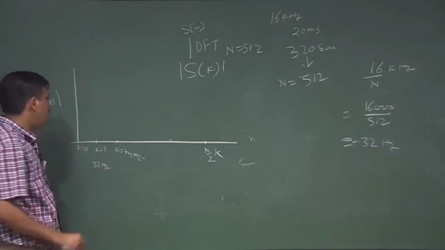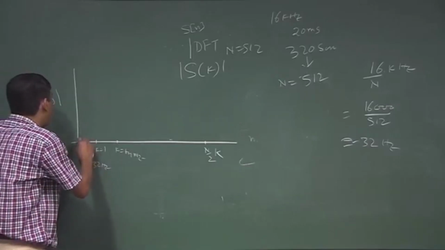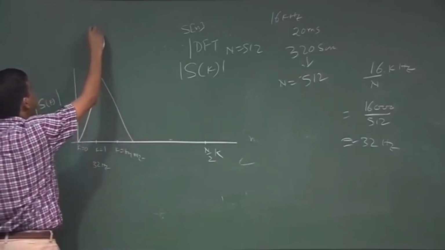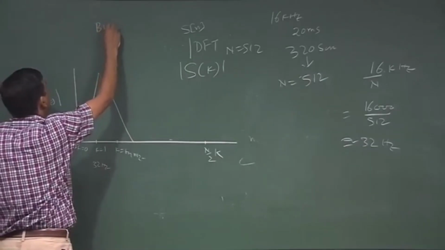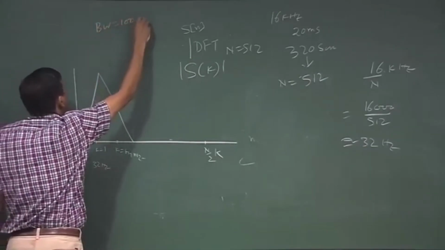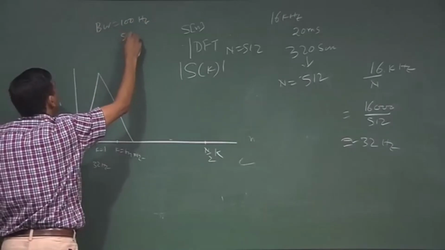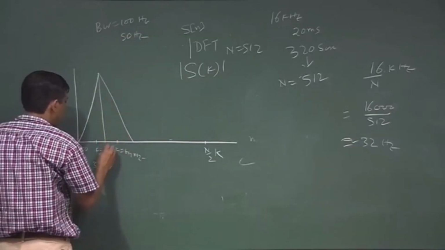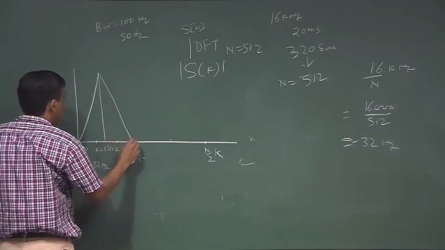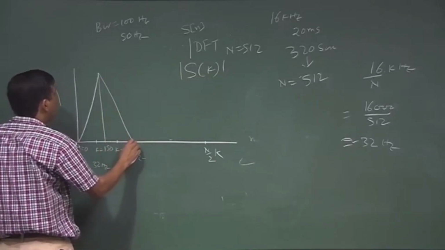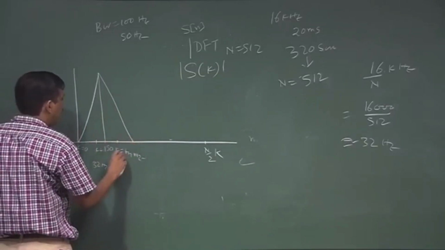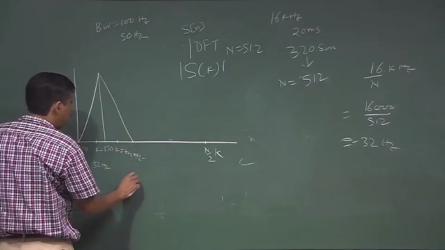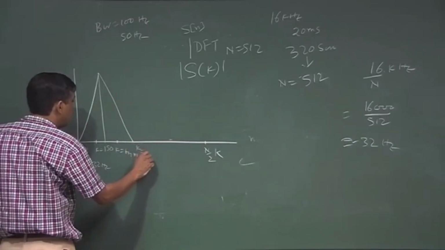Now, I want to implement the mel filter. Based on the mel scale, let us design the initial filter with bandwidth 100 hertz and center frequency 50 hertz. So, this is 50 hertz, this is 50 hertz, and this is 100 hertz. If it is 100 hertz, how many k will be there? k equal to 2 is 64 hertz, k equal to 3 is 96 hertz, so almost k equal to 3.